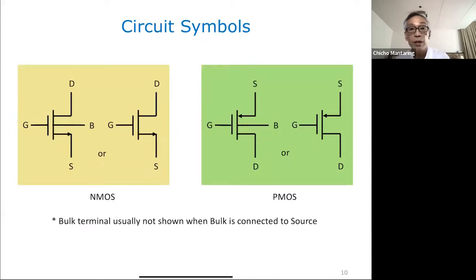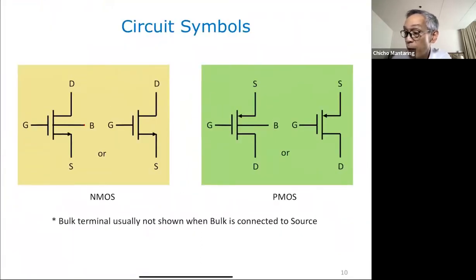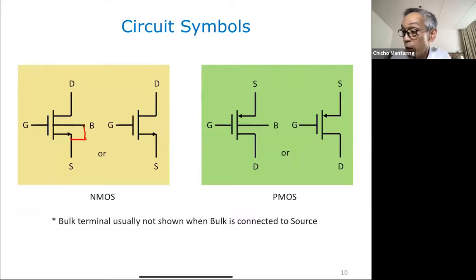So these are the circuit symbols for your NMOS and your PMOS. We show 4 terminals: the drain, the gate, the source, and the bulk. Sometimes we just show it this way: the gate, the drain, and the source. And we can show it this way when my bulk is connected to my source. So if my bulk is connected to my source this way, then we can show it this way. Same thing here. When my bulk is connected to my source this way, then I can show it this way.